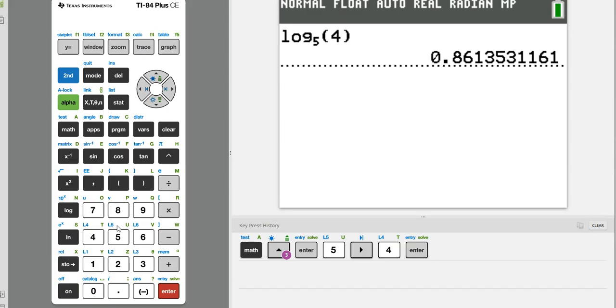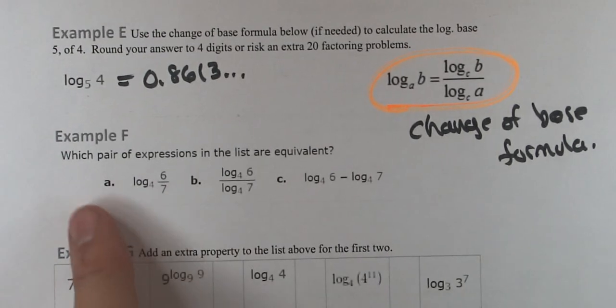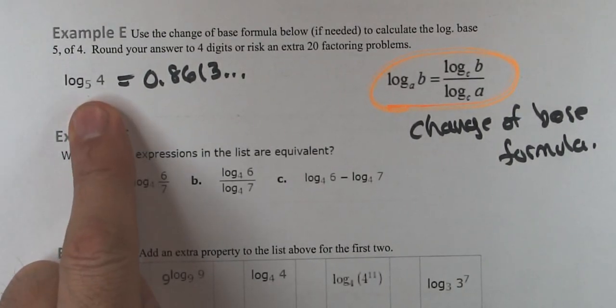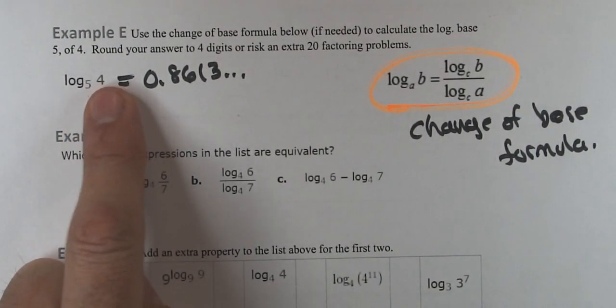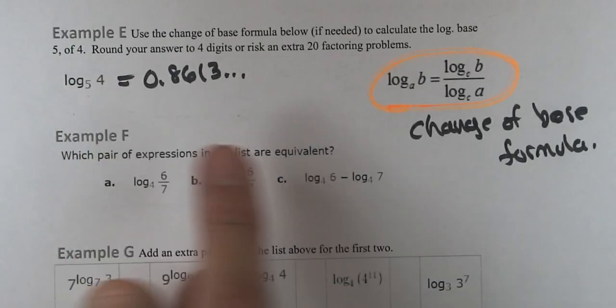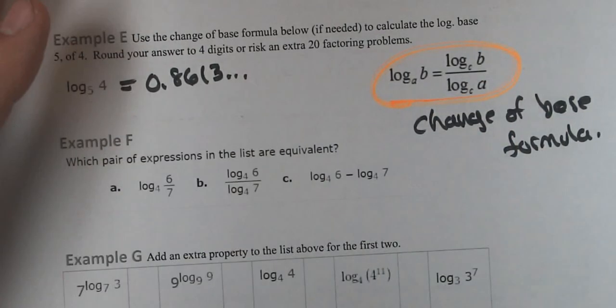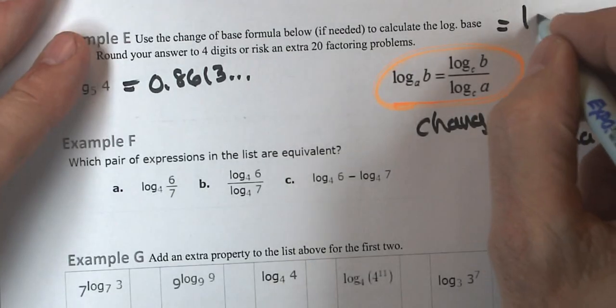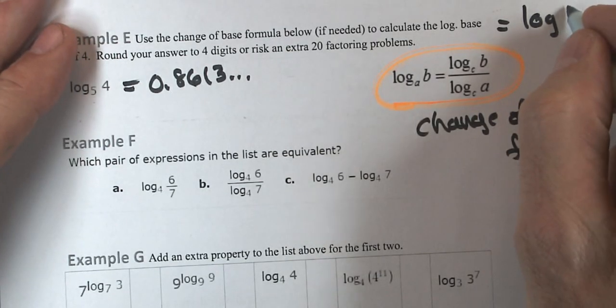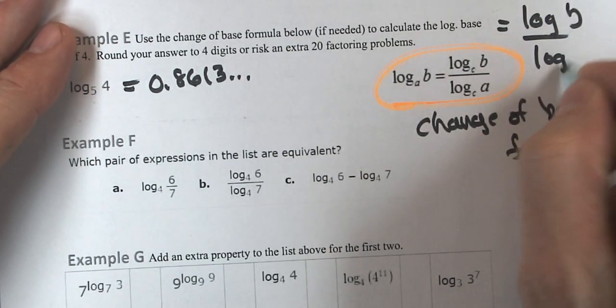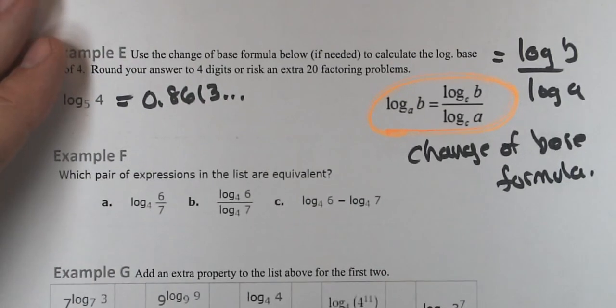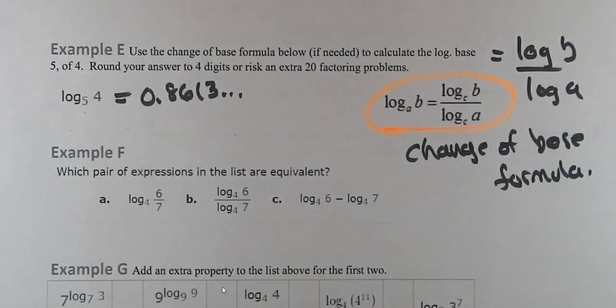So if you wanted to calculate this kind of old school, which is what we used to have to do, then it would look like this. It'd be the log of the numerator divided by the log of the base. It's convenient to do that with base 10, so I would just do log of b divided by log of a. So in our case, it's log of 5 divided by log of 4.